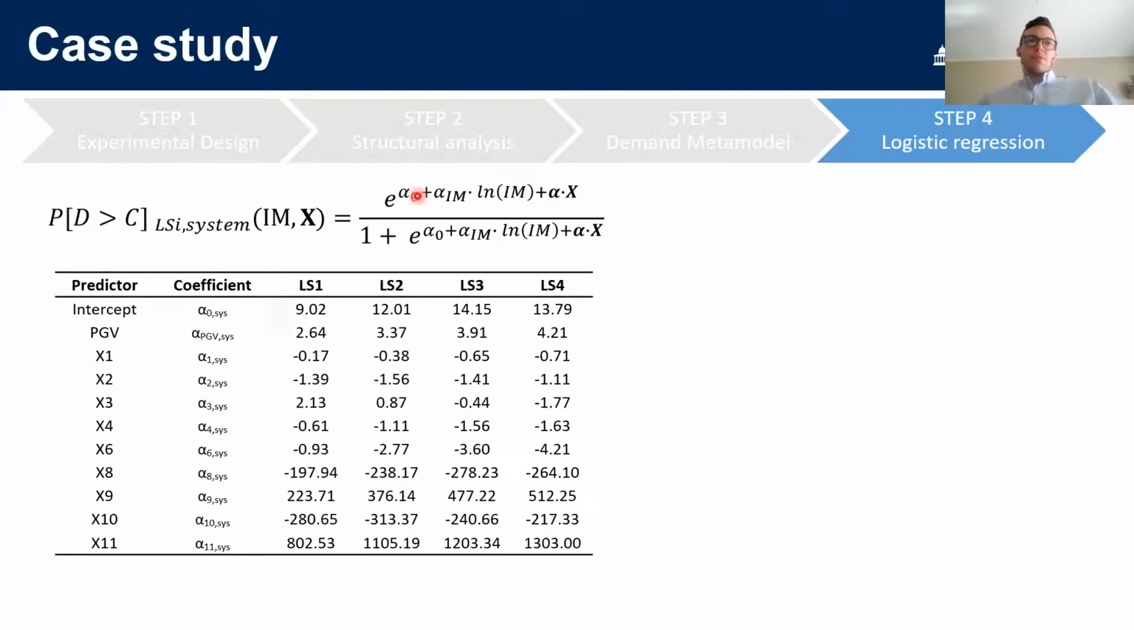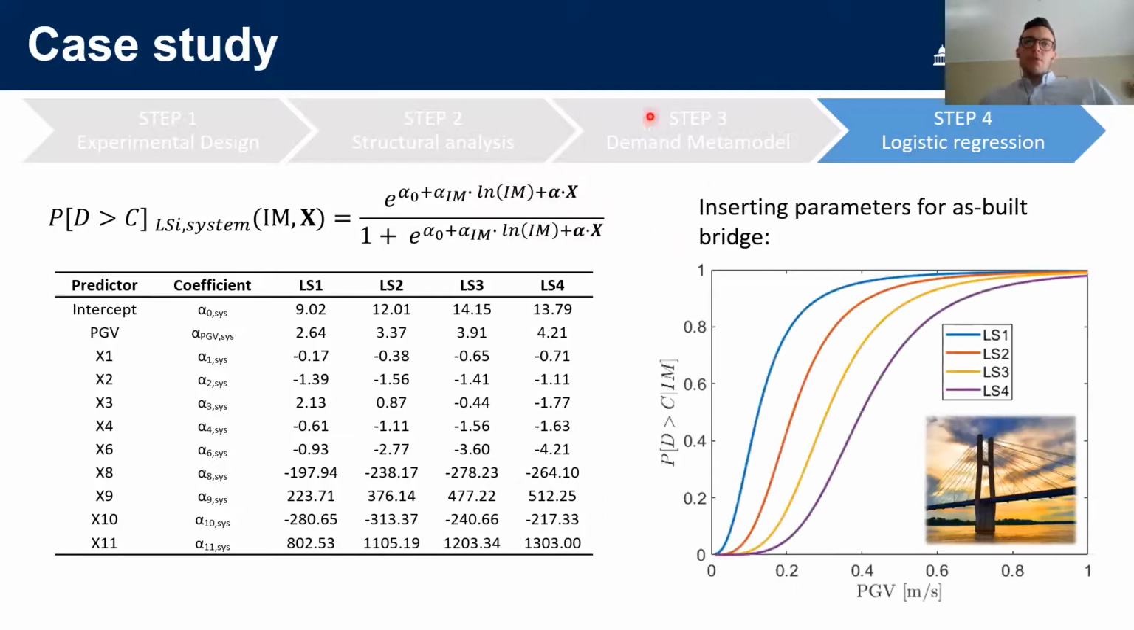By doing that, we can obtain this form for the fragility functions. Here I reported the results only for the system-level fragility, but we have one of these expressions for each of the peak responses that we selected. As you can see, these are a function of both the intensity measure of the earthquake and of the design parameters of the bridge. So if for the design parameters we consider the ones of the as-built bridge, which is our reference case, we can obtain the traditional shape of fragility curves conditioned only on the intensity measure of the earthquake.